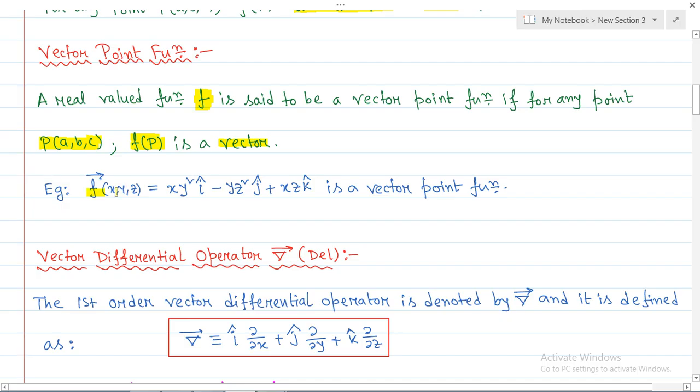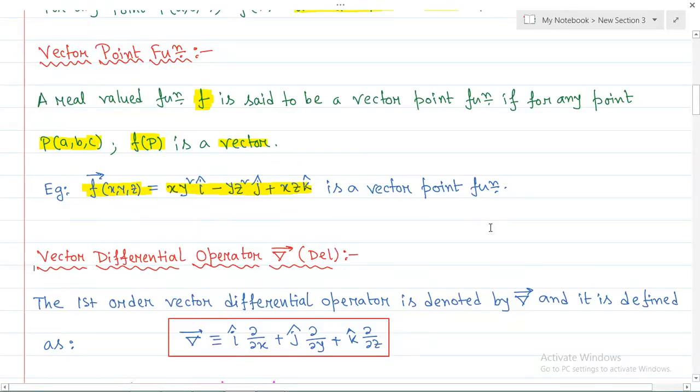Let us take an example. Suppose we have taken the vector point function f of x, y, z as xy square i cap minus yz square j cap plus xz k cap. In place of x, y and z, if you substitute any point, then this quantity will give you a vector. For a real scenario, you can imagine pressure at a particular point, which gives a scalar point function, while velocity of any particle in any direction gives a vector point function.